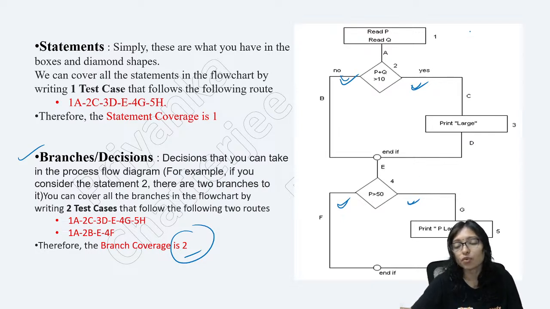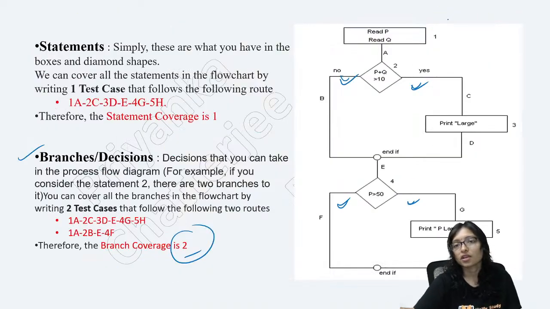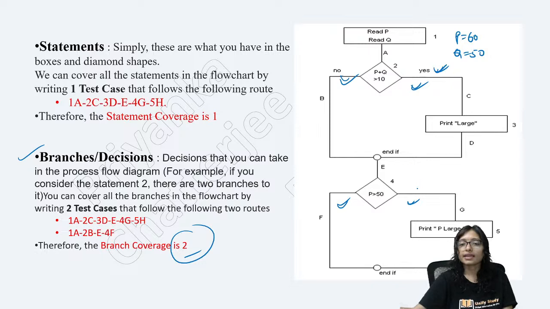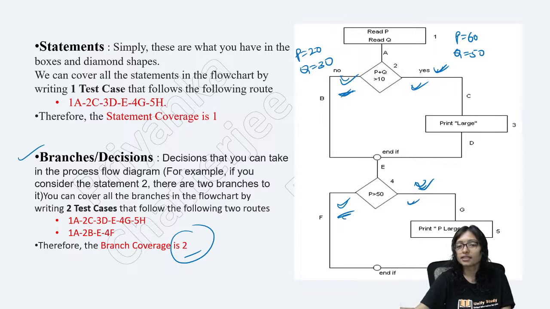Okay. So the test case you took was 5, 60 and 50. With P equals 60 and Q equals 50, I can cover this branch and I can cover this branch. These two branches are done. Now the remaining are these 2 branches. To cover these 2 branches, I will take P equals 20 and Q equals 30. With that this branch will be done and this branch will be done. So my branch coverage will be 2 here.